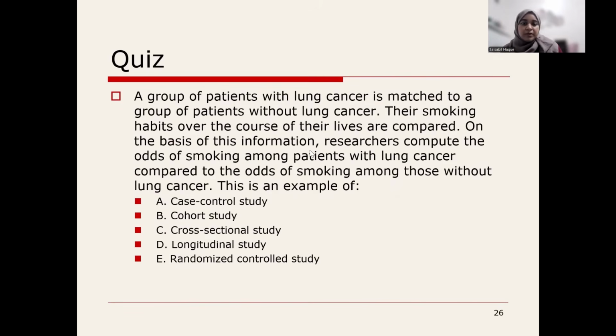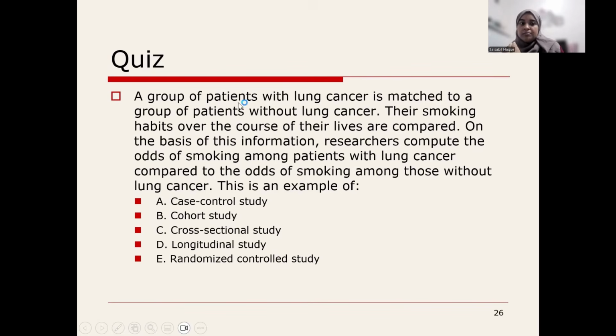Okay. Group of patients with lung cancer is matched to a group of patients without lung cancer. Their smoking habits over the course of their lives are compared. On basis of this information, researchers compute the odds of smoking among patients with lung cancer compared to the odds of smoking among those without lung cancer. This is an example of, this should be very obvious, it's an example of case control study. Okay, this is very important. Why? Because we're checking people with the disease.